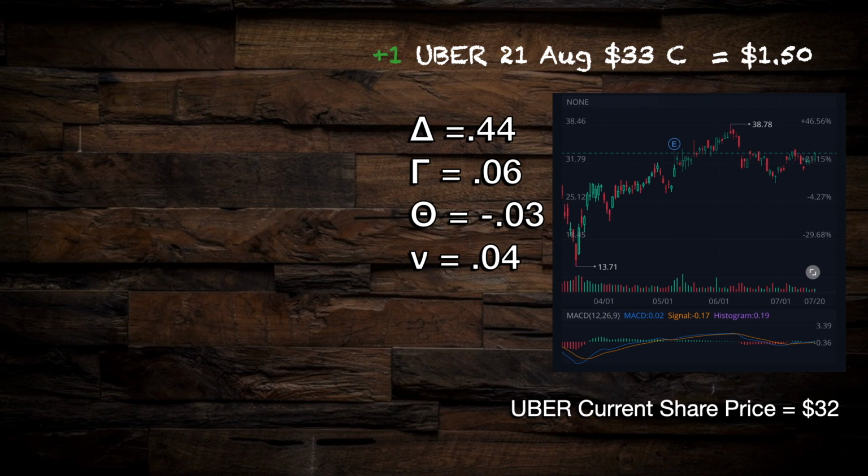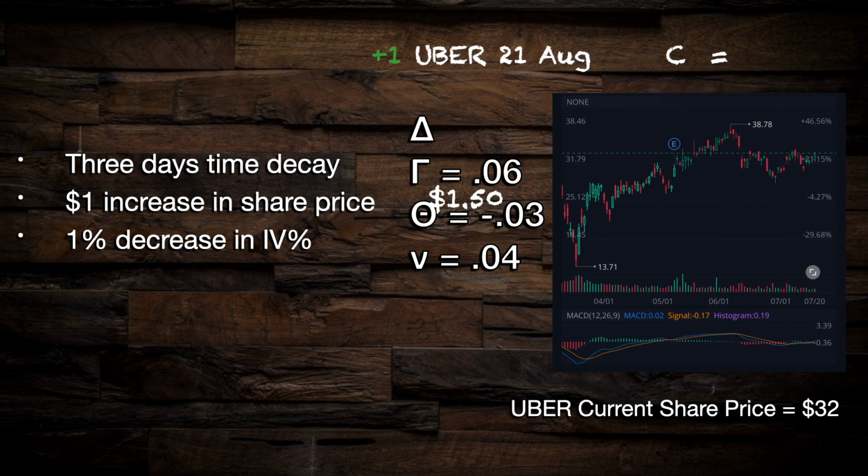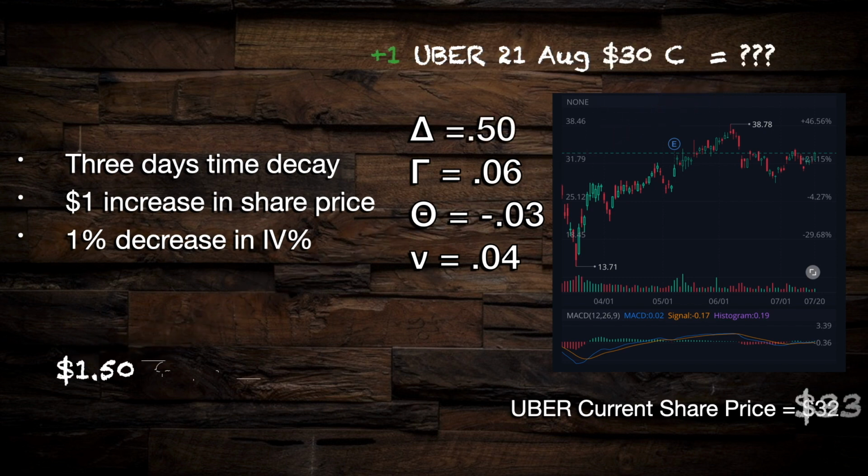Now let's imagine that 3 days have passed and the stock has increased by $1 per share, but implied volatility also decreased by 1%. Let's calculate the new value of our option. Since the stock increased by $1, we can add the delta of 0.44 to the value of our option, and then we can find our new delta by adding gamma to the old delta for a new delta of 0.50.